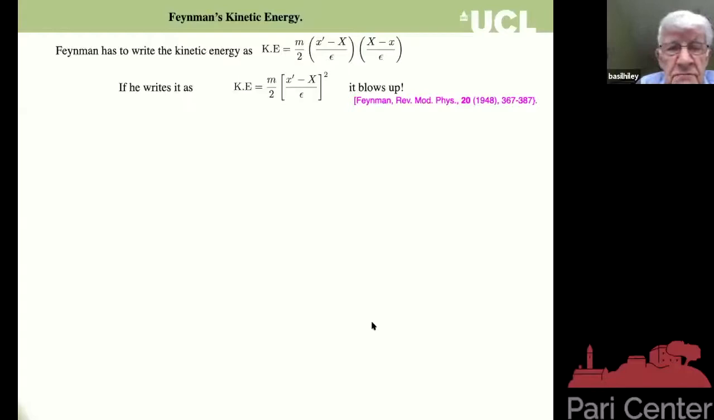But what Feynman did was to say, all right, we've got the momentum, we've got the velocity, but we really need to look at the kinetic energy. Now, the kinetic energy is V squared. So it should be this. But he found he had to write it like this. In other words, he had to split the incoming velocity from the outgoing velocity. Why? Because if he did this, he got an infinite amount of energy as epsilon goes to zero, as the time difference between the two points goes to zero. It blows up.